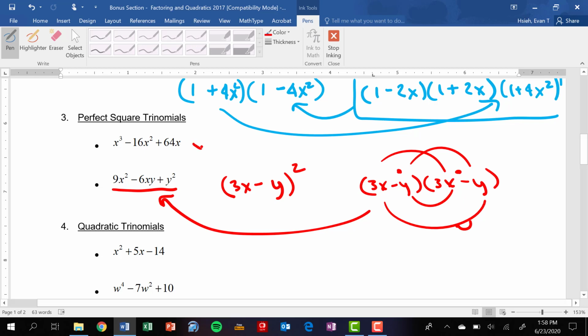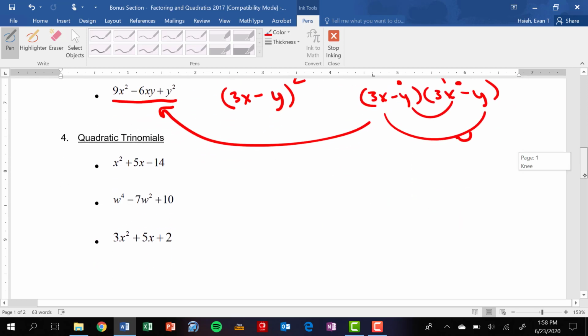This one, I can factor out an x. I'm left with x squared minus 16x plus 64. And then this part of it, of course, factors to x, let's see, x plus 8, minus 8, sorry, x minus 8 squared.